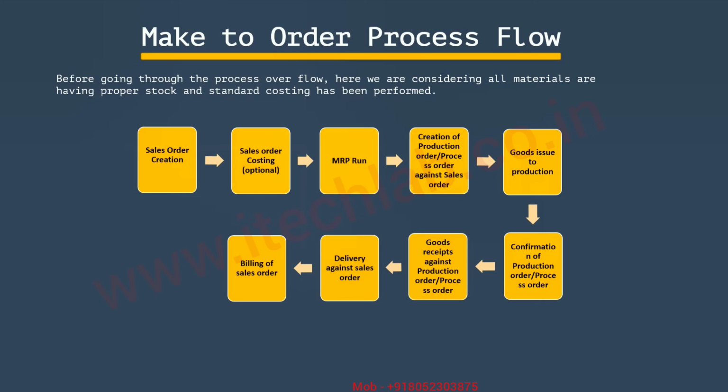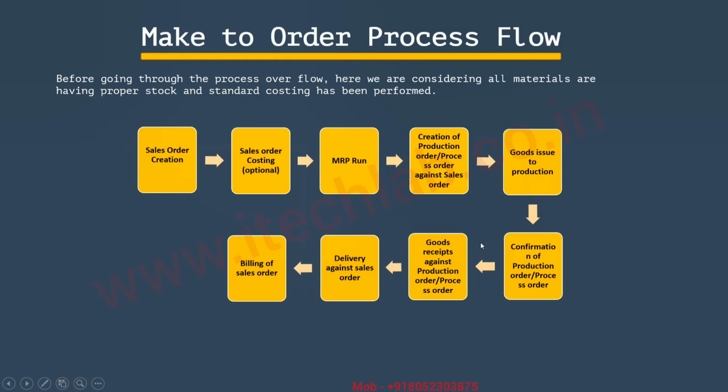Suppose you have, in MTO and MTS, 10 stock of your material A, and you have a sales order stock of 5 also. That 5 is a restricted use. It cannot be used in an MTS scenario. It can only be used in MTO, and only for that specific customer or sales order.